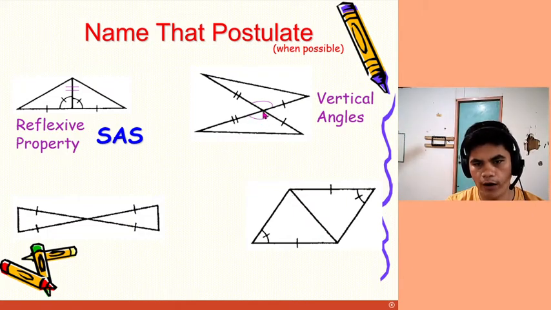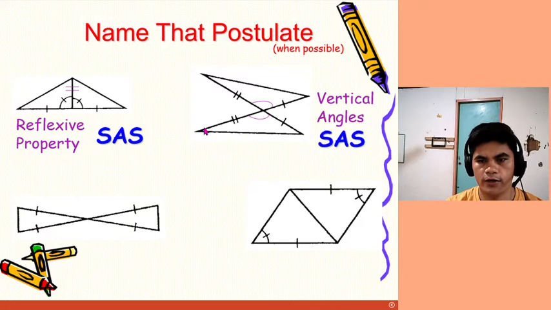Now, based on the marked part of the triangles, this side here is congruent with this side. By vertical angles, this angle here is congruent with this angle, and this side here is congruent with this side. Therefore, by the side-angle-side postulate, we can prove that the two triangles are congruent, side-angle-side.